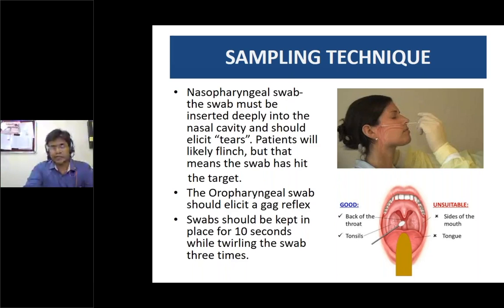For a nasopharyngeal swab, the swab must be deeply inserted into the nasal cavity and should elicit tears. The patient should flinch, which means the swab is adequate and the target has been achieved. For an oropharyngeal swab, ideally a gag reflex should be elicited. The swab should be kept in place for 10 seconds while turning the swab around 3 times. This helps in getting a better yield.